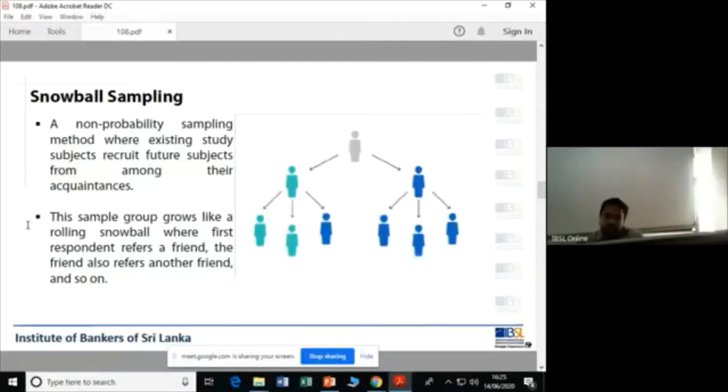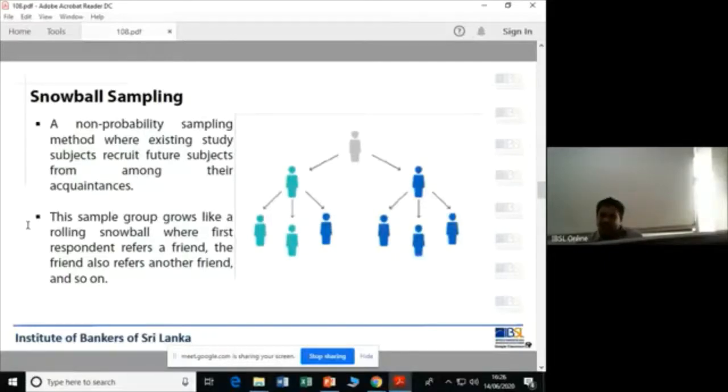This sample group grows like a rolling snowball, where the first respondent refers to a friend, and then that friend also refers to another friend, and so on. Like an example of a snowball. Okay.